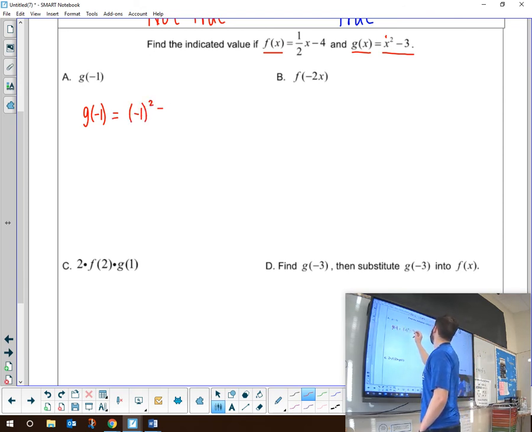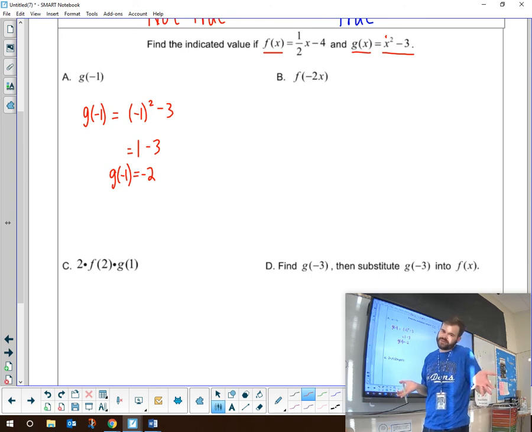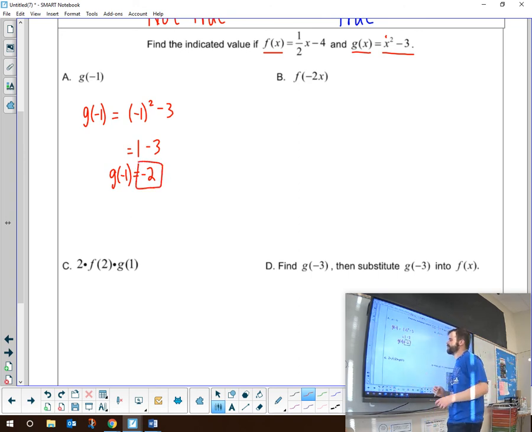-1 squared minus 3. Remember, when you plug in a negative, make sure you put it in parentheses. So -1 squared is going to be a positive 1. 1 minus 3 is -2. So my answer is g of -1 equals -2. You could just write -2, okay? No one's going to fault you for it. So here's our answer, -2.